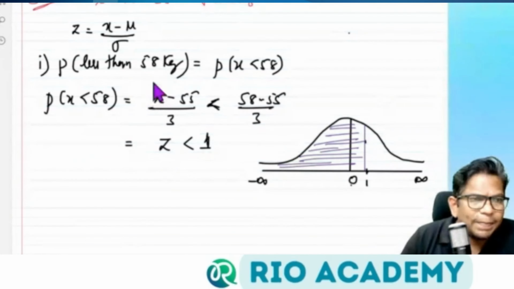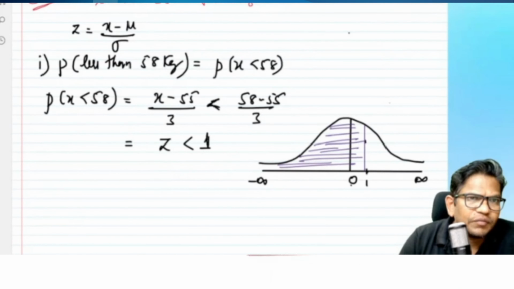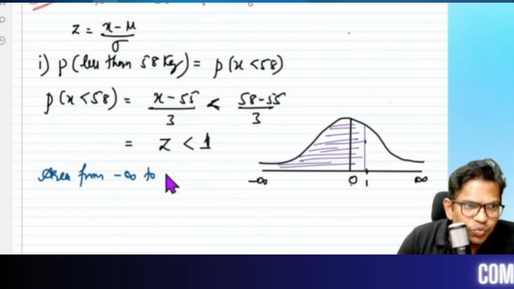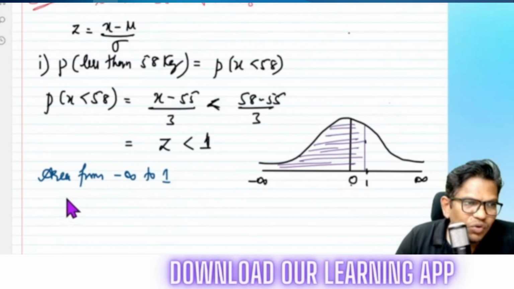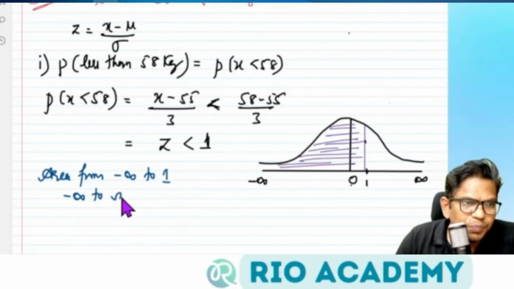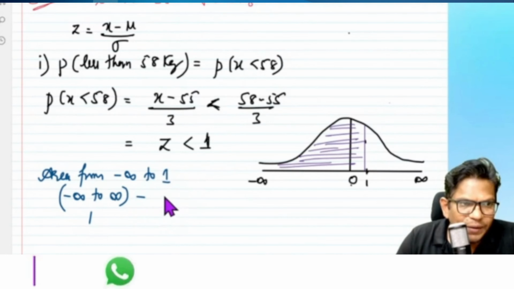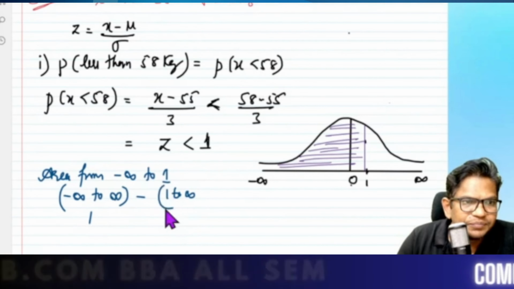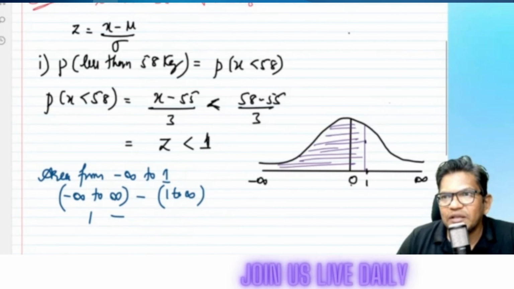Very simple. The area from minus infinity to 1: we take minus infinity to plus infinity, which is 1, minus the area from 1 to infinity. Correct? So now what is 1 to infinity? Somebody tell me, children.